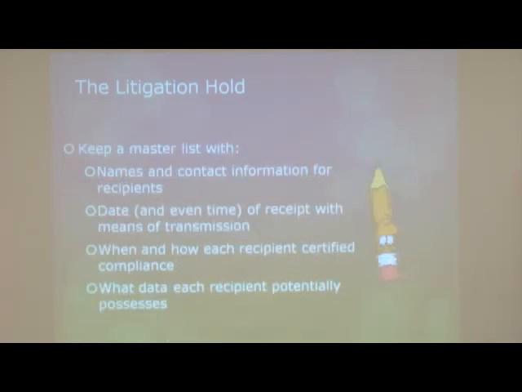Keep a master list with the names and contact information for all of the recipients, the date and even the time and means of transmission. So did I fax it, did I email it, did I hand deliver it? When and how each recipient certified compliance, and what data each recipient potentially possesses. Why are we making this list? Because we are documenting. We are going to be able to show the court that we put in place a great litigation hold, and that the fact that evidence was destroyed was not our fault as an attorney.